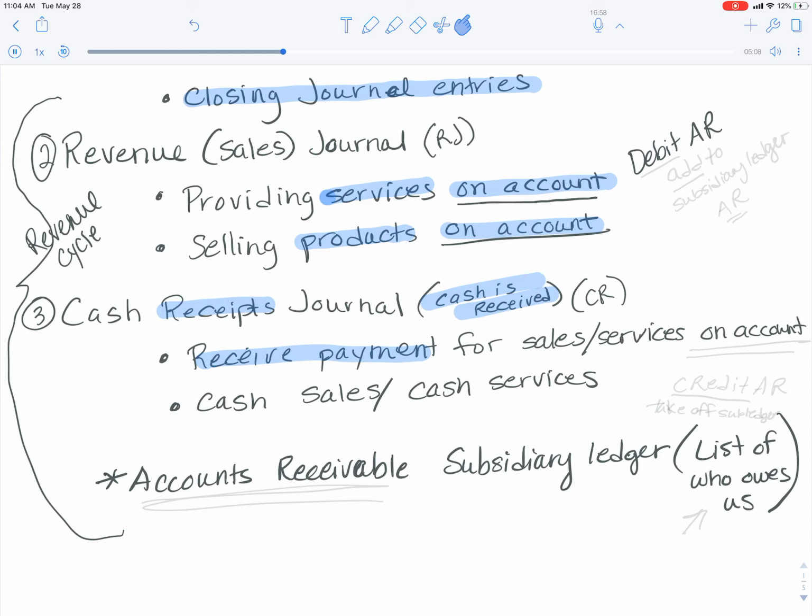Now, later, we're going to get paid. So we're going to have to take it off the subsidiary ledger. So anytime we credit accounts receivable because we got paid, we debit cash and credit accounts receivable. Then we would take it off the subledger.